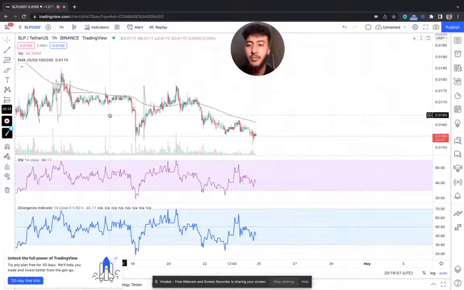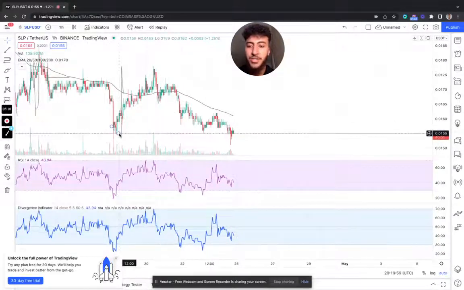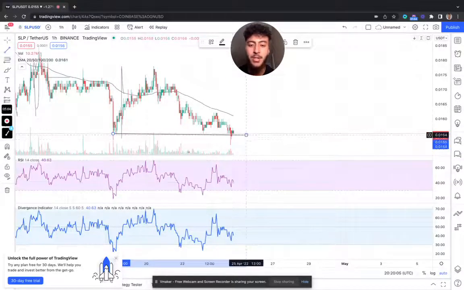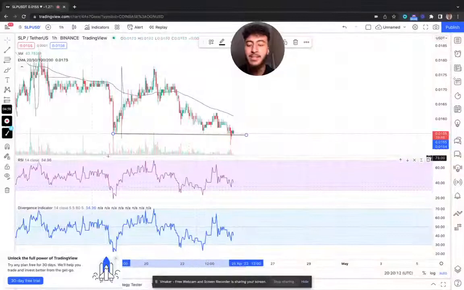So let's take a look here at what's happening. We see here reaction zones of about 0.0155. Just keep in mind that since we are in a downtrend, like I stated, you can also see the volume really decreasing for SLP. So please be cautious. We can see here the RSI level is not as smooth as it once was. We can see here levels.